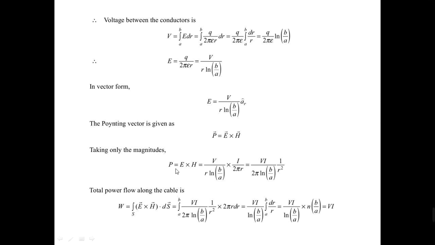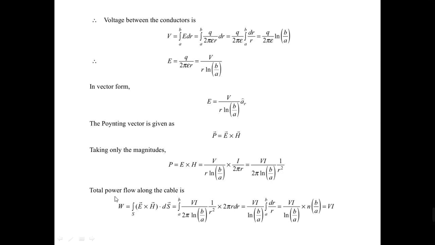So now, taking only the magnitudes, that is P equal to E into H, you get the power flow: P is equal to VI by 2 pi into natural logarithm of B by A into 1 by R square.